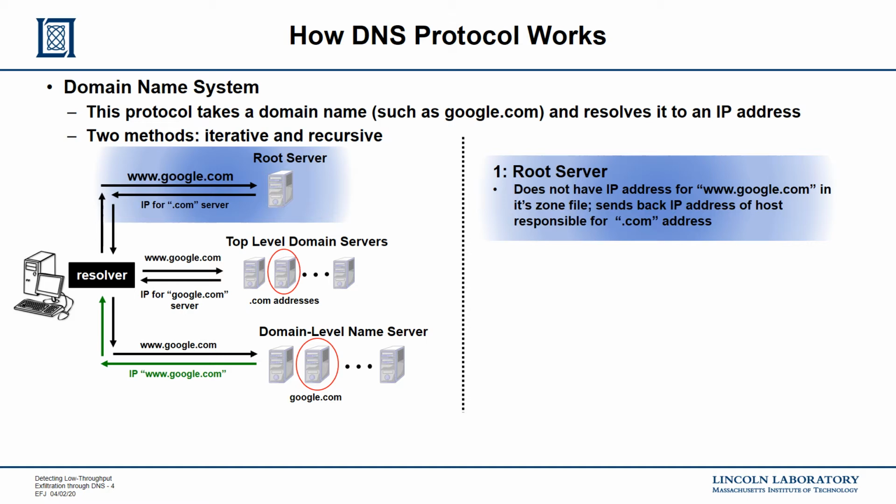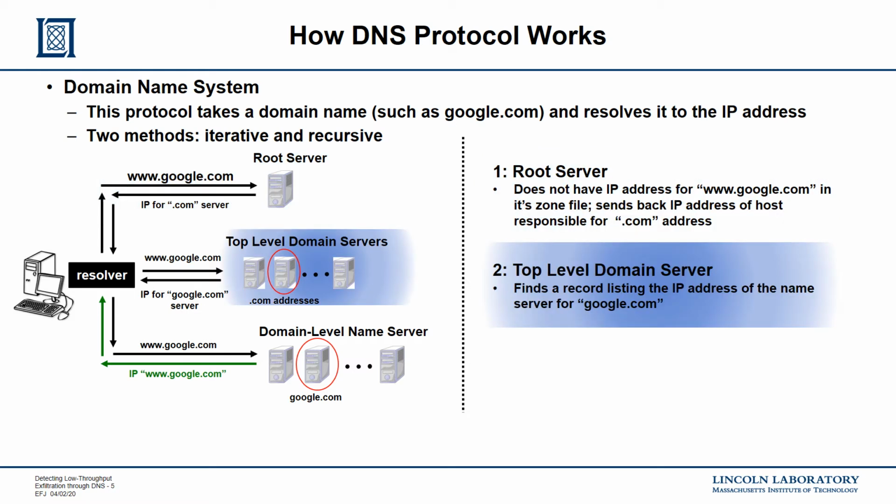A root server is responsible for all of what are known as the top-level domains. The top-level domain is the very ending of that URL query string. In the case of google.com, it's the com portion. There are obviously other top-level domains such as edu for education or .mil for military, and I believe in total there's a little over 1,000 different top-level domains. So this root server takes the request for google.com, and it doesn't have the IP address for google.com, but it does know the IP address of the host responsible for all the .com addresses. So it sends that IP address back to the DNS resolver.